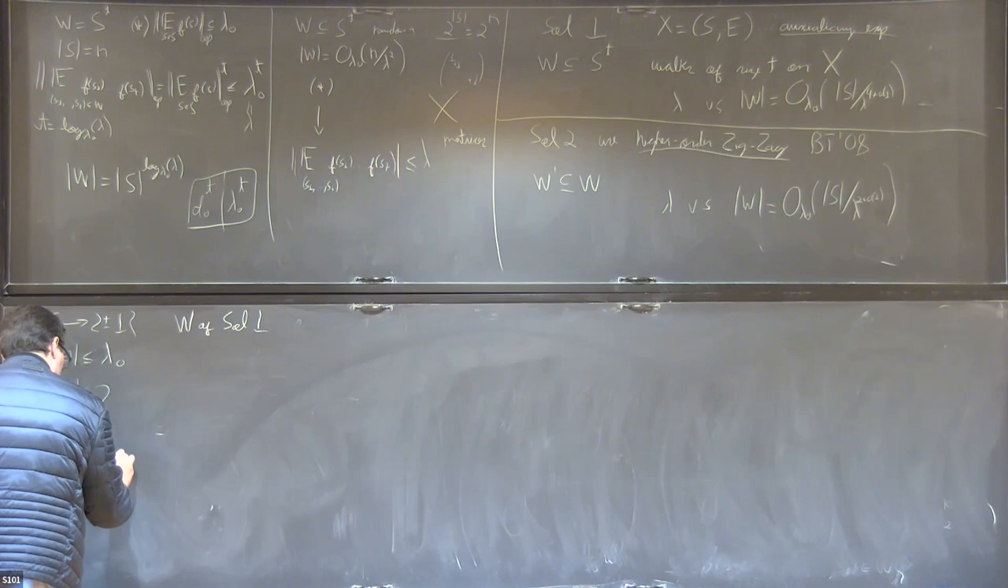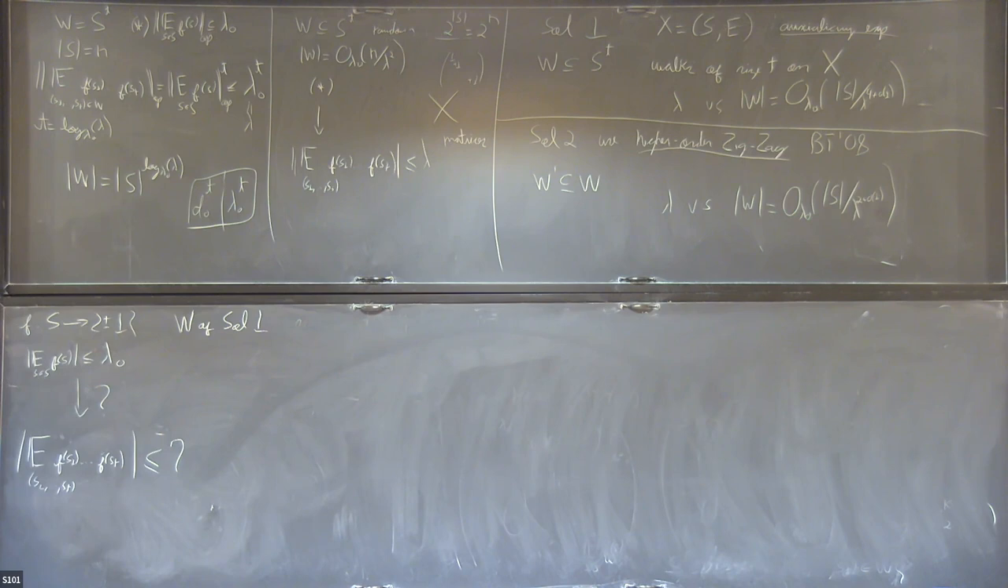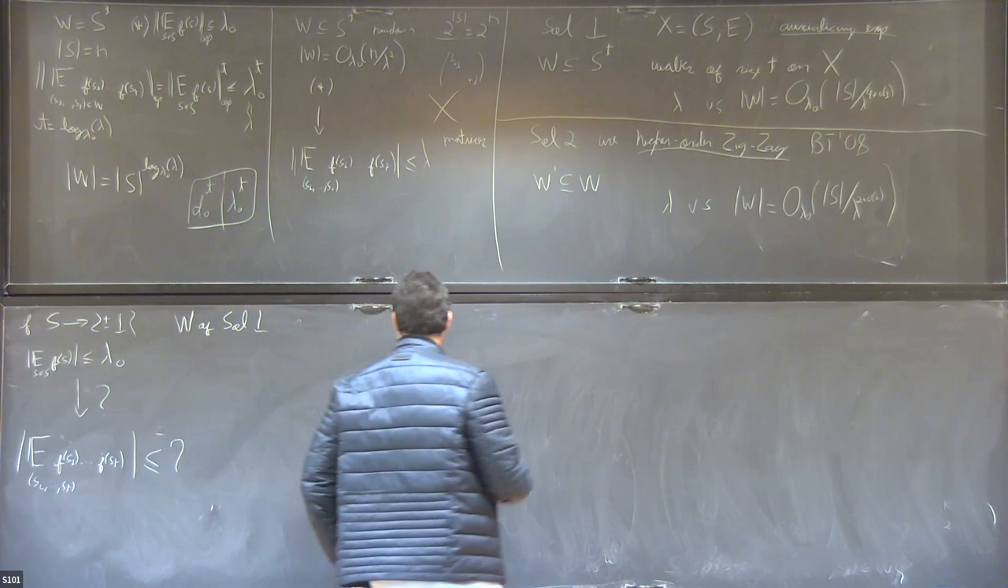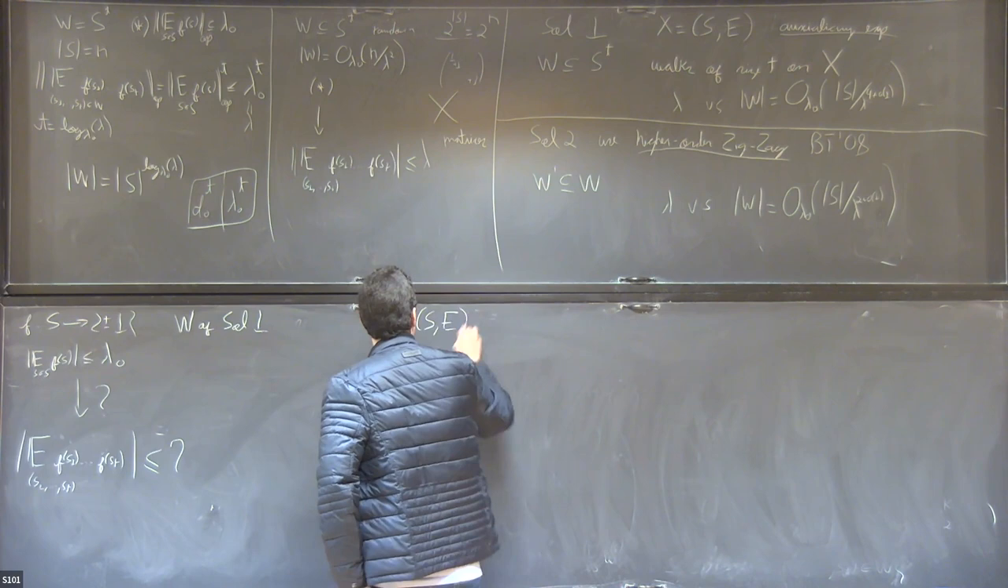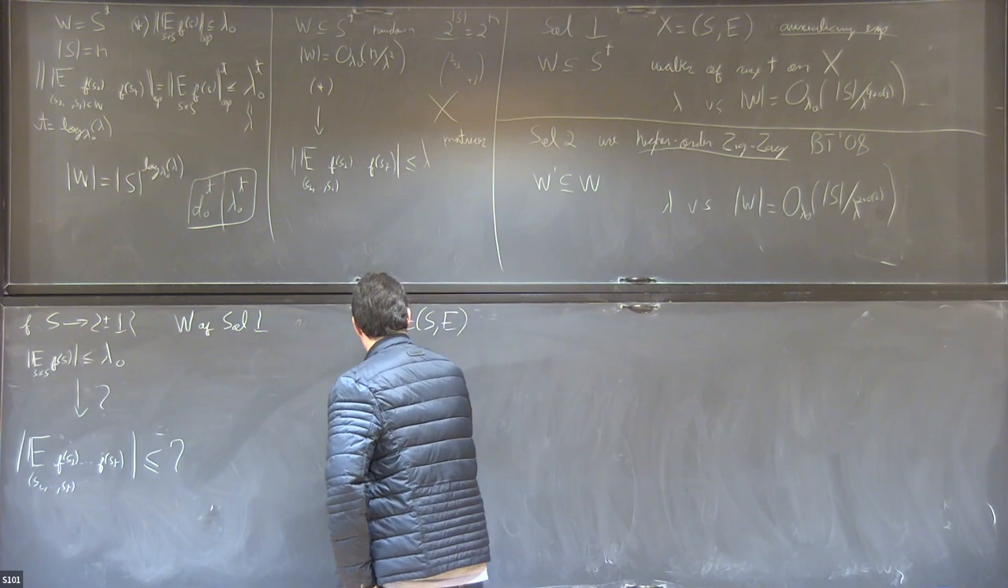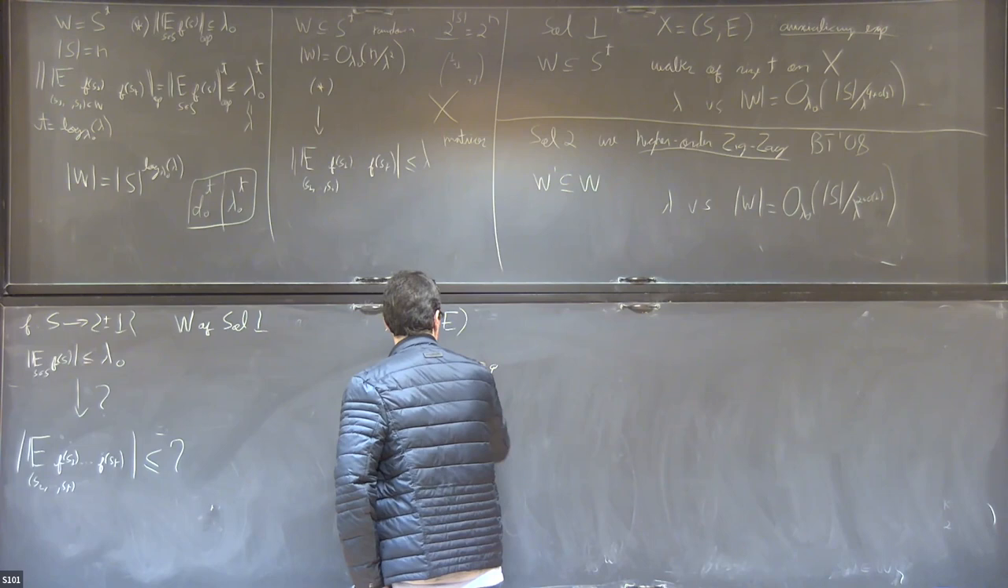So what can you show here? Okay, and let's go for it. Here we have this auxiliary expander graph. We have X, it's going to be some expander graph for us. And we have the vertices of this expander graph. And you can see that the values of the function are sitting on the vertices.